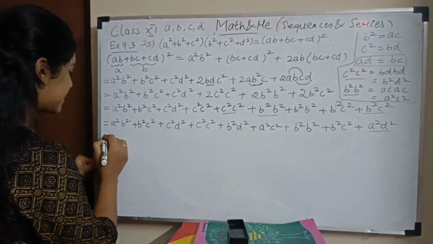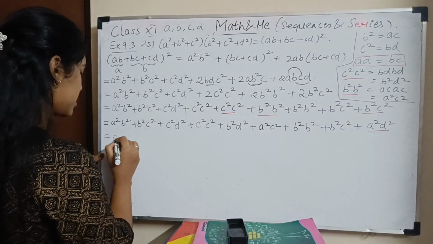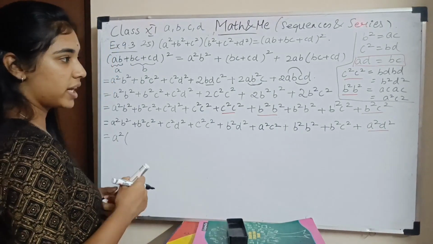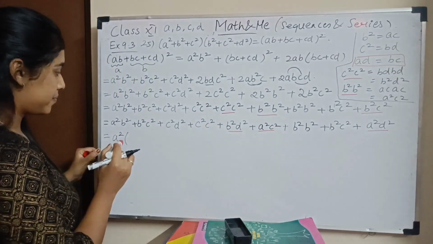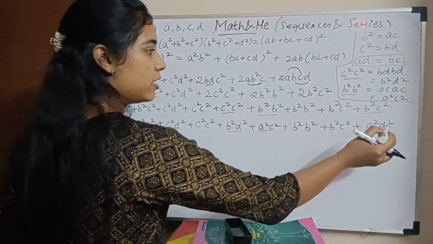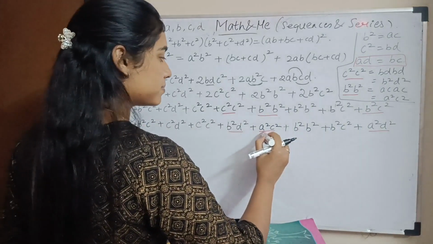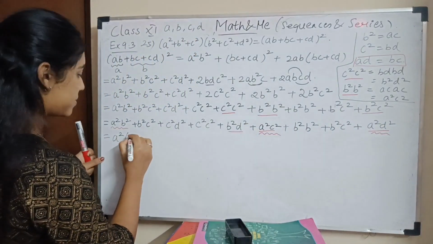So what is my next step? I am going to club all the terms that have a square. So for a square, what do I have? I'll just mark them while I'm writing it. So a square, I have b square here, a c square here, a d square here. So I'll just mark them like this. So it's b square plus c square plus d square.